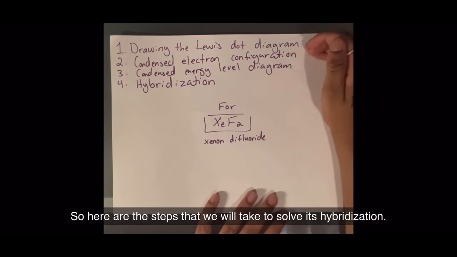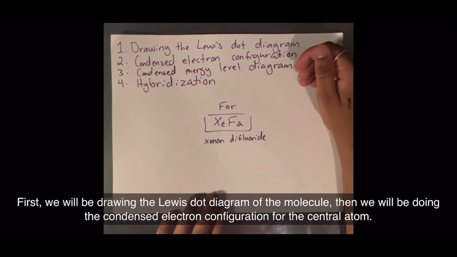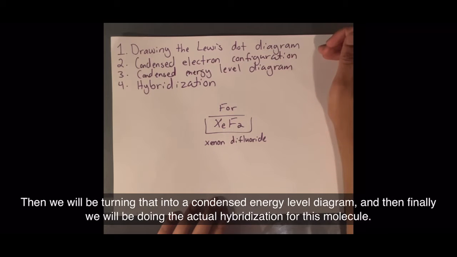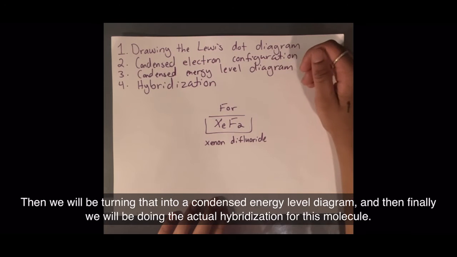So here are the steps that we will take to solve its hybridization. First, we'll be drawing the Lewis diagram of the molecule. Then we'll be doing the condensed electron configuration for the central atom. Then we will be turning that into a condensed energy level diagram. And then finally, we'll be doing the actual hybridization for this molecule.